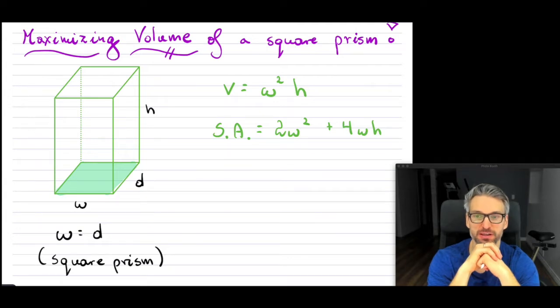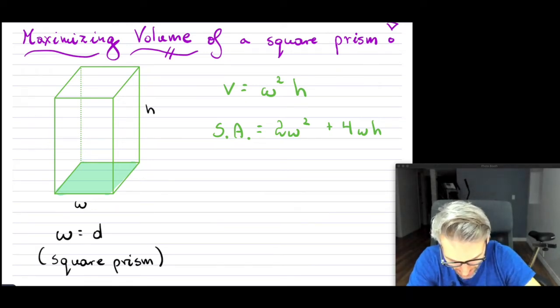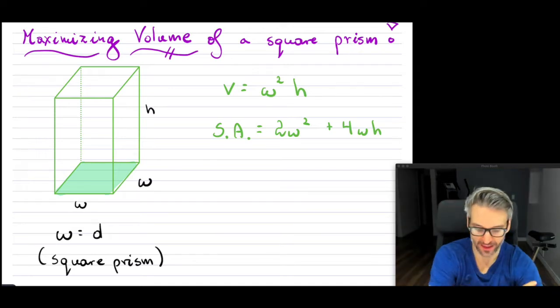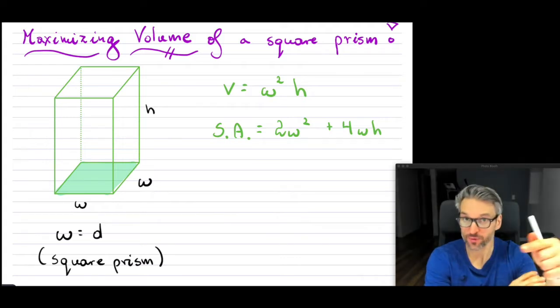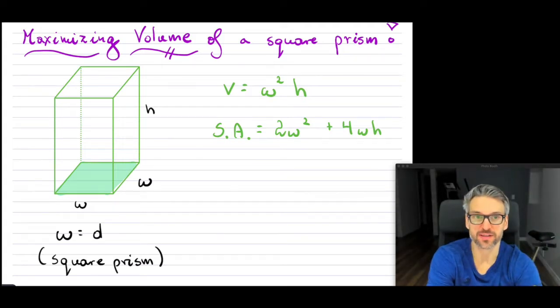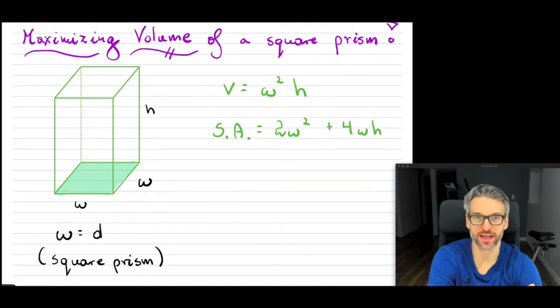All right. If it is a square prism, the first thing that I'm going to do is say that this depth D here is really going to be W. In terms of volume, the base is the width times the width in this case, because they're equal, because it's a square prism, so it's W squared, and then multiplied by the height. So that's our volume, and we're going to try to maximize that.